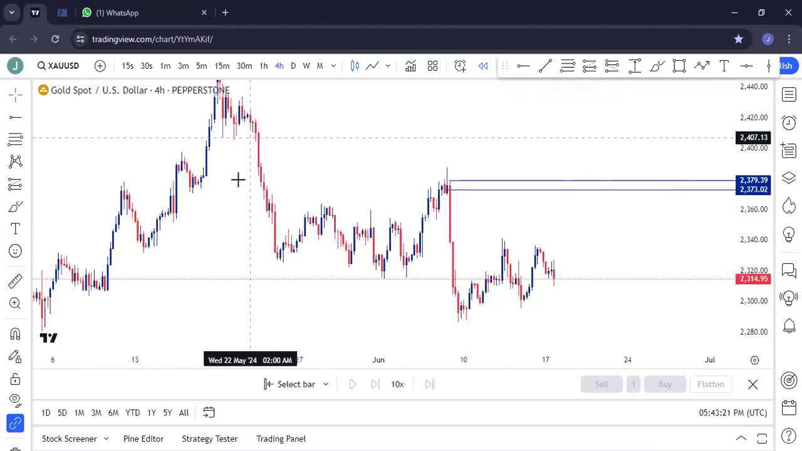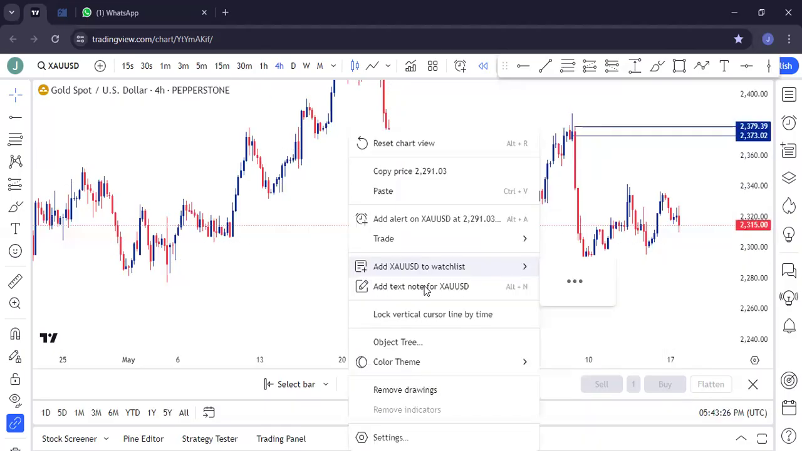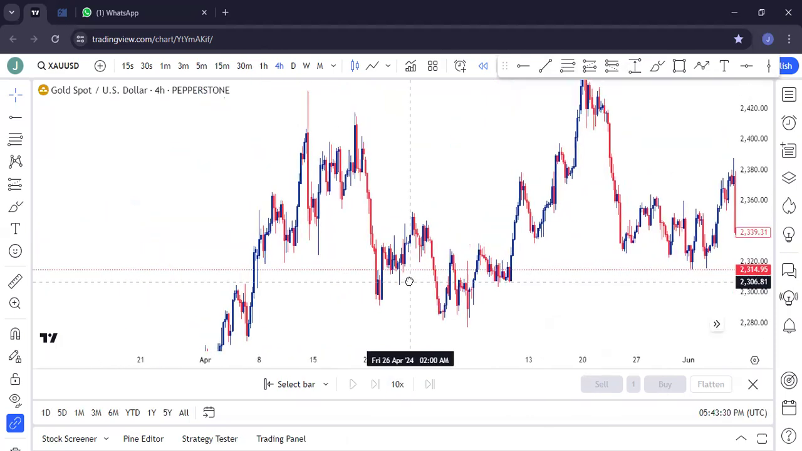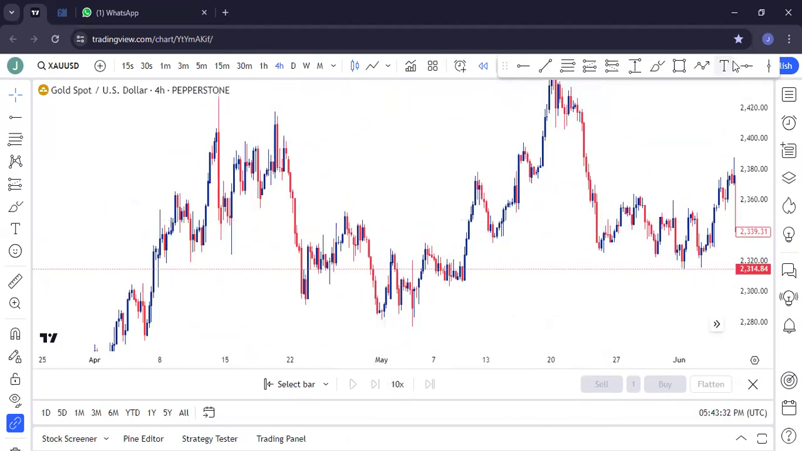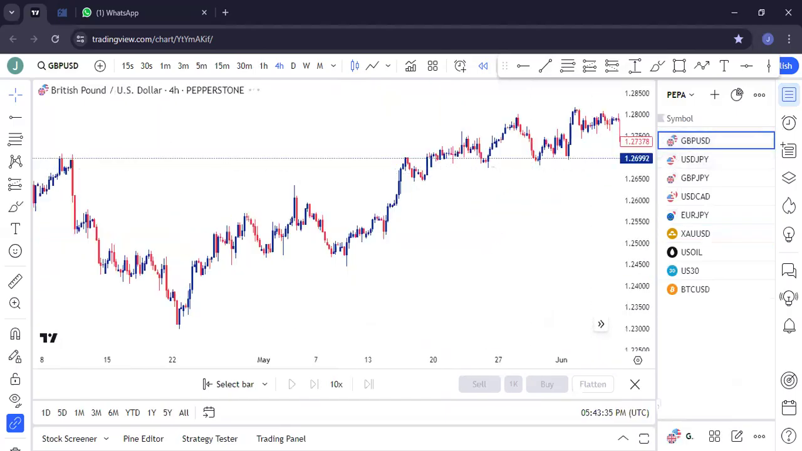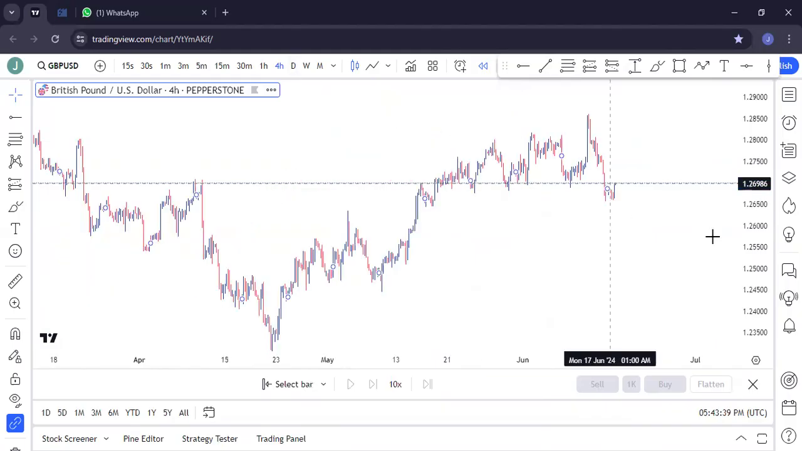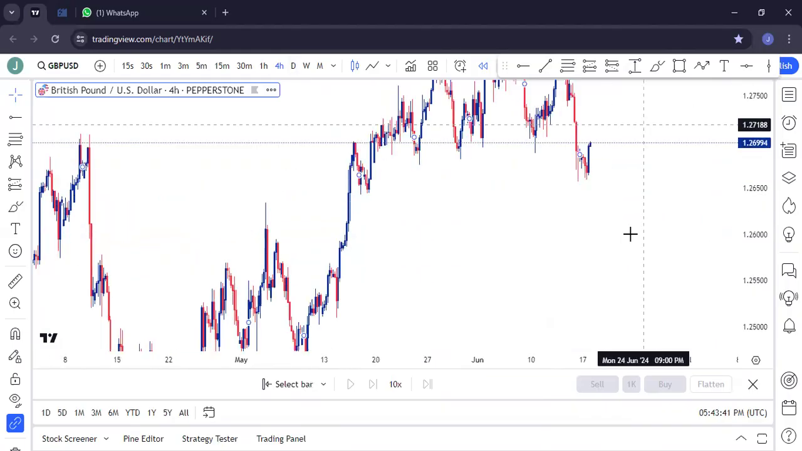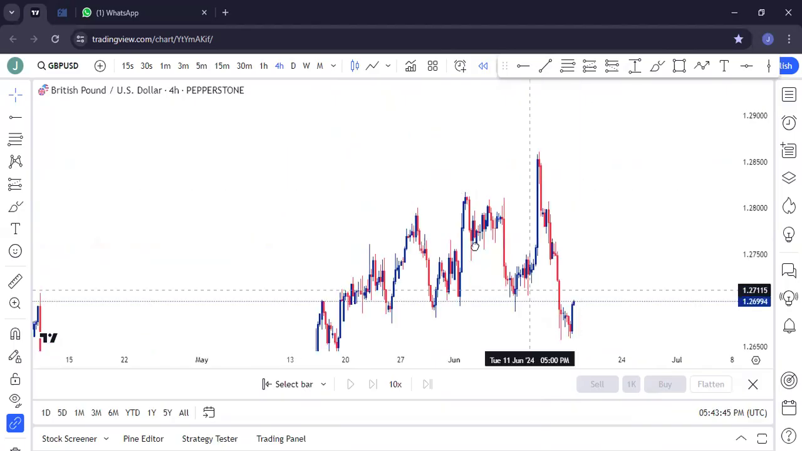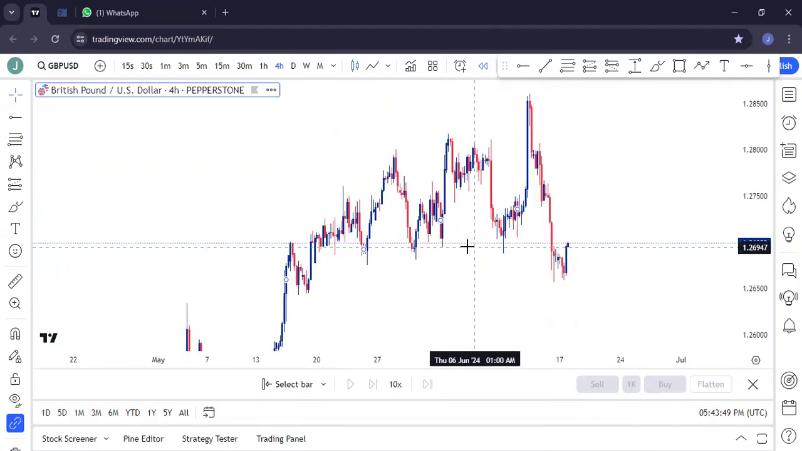Okay, so let's find another example. Let's find another example here quickly, if we can find one. Let's go to GBP USD. Let me see GBP USD. I think I had one entry using FTA. I don't know where it was. Where was it?